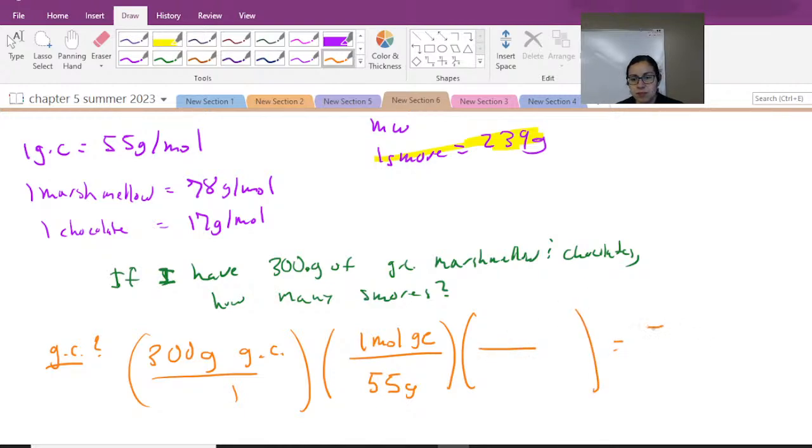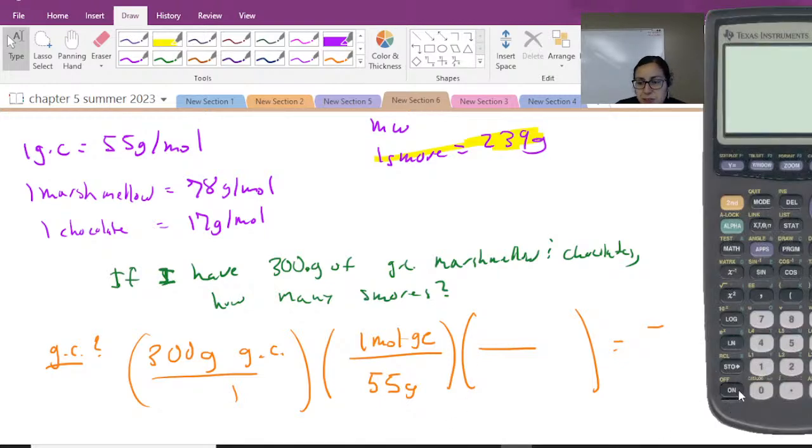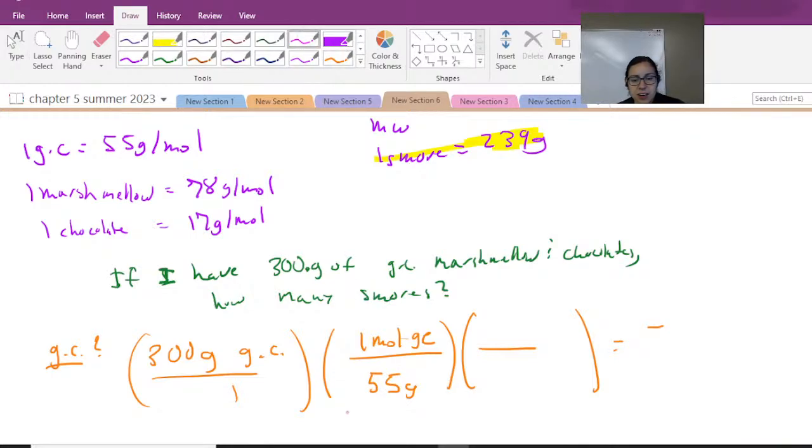5.45 grams per mole? So 5.40, 5.45. Sorry, I just didn't follow you. No, you're all good. I can't follow myself, to be honest. So that gives us 5.45 graham crackers, and we could write that just aside here, so we can follow.